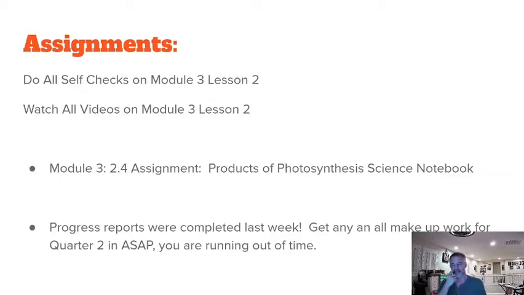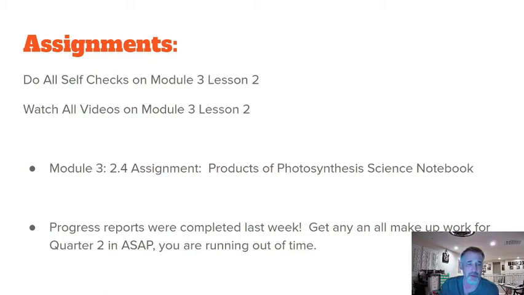So that takes us to the end, and I just wanted to give you a quick preview. Like I said, this is kind of a light week, so make sure you do all the self checks. I think there's two self checks that are going in as quizzes. And remember, you can do these multiple times, so keep doing them until you get 100%. Usually they're short, 2 or 3 questions long. And then I think there's one video to watch. And for that one video, do the Module 3 2.4 assignment, which is the Products of Photosynthesis Science Notebook. And it's on enzymes, basically what we just finished with.